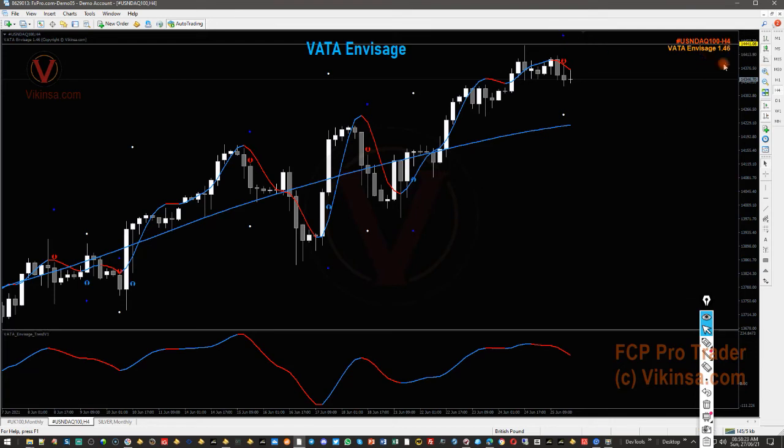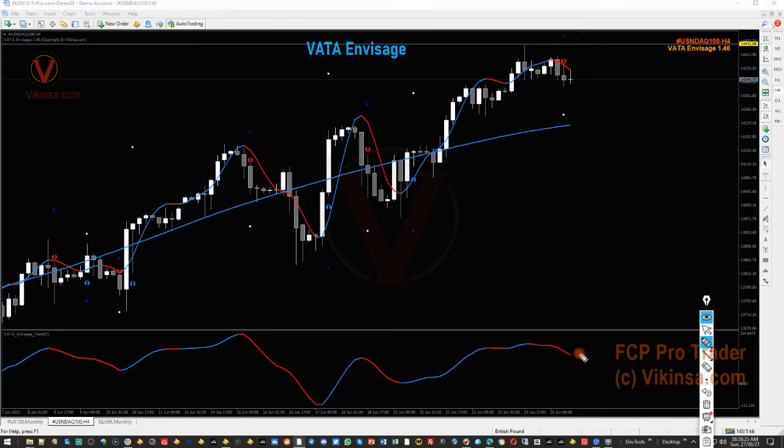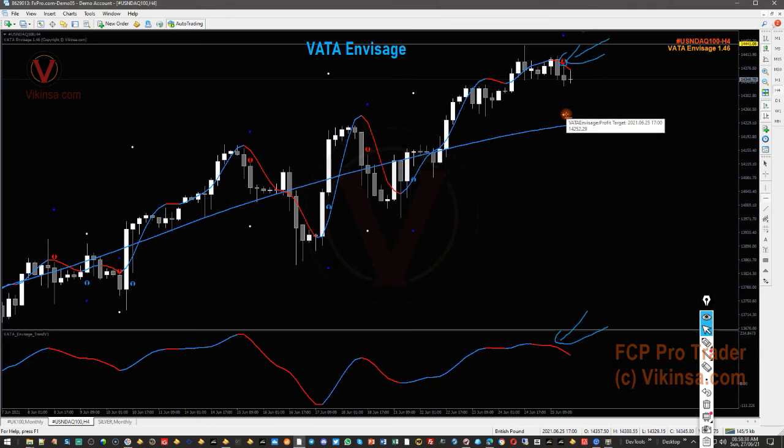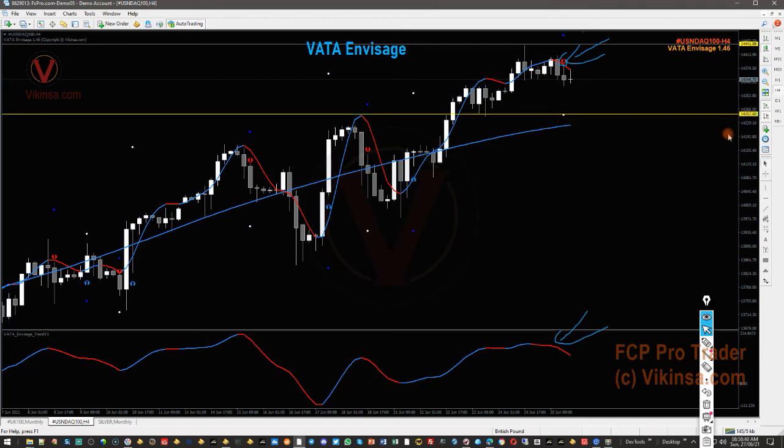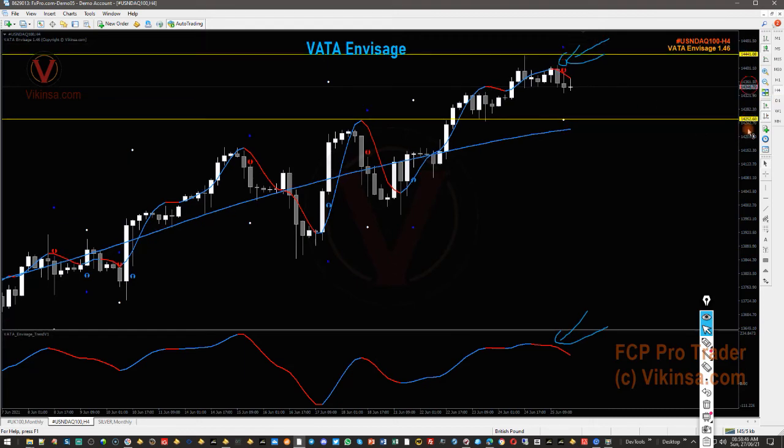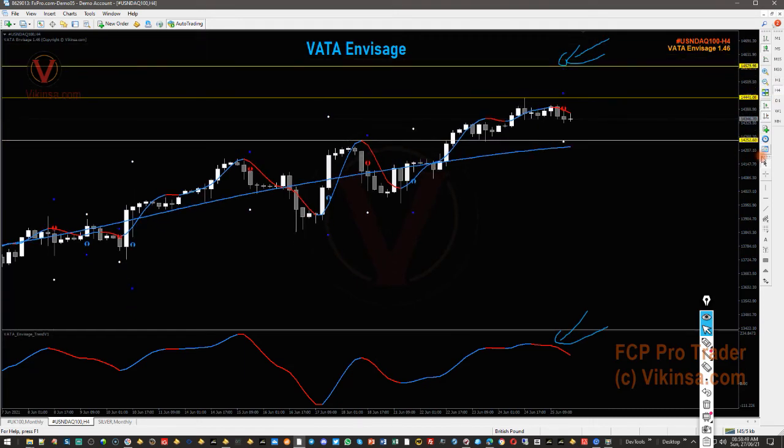If I look at the 4-hour time frame, what we have is a red trend here, a red trend here, a signal here, and this is the profit target level that I'm looking for, and this is also supporting the fact that we are in the FCP zone. So I'll look for a little bit of short opportunity here, but things can change at any moment in time because there is an open target available here at 14,579.